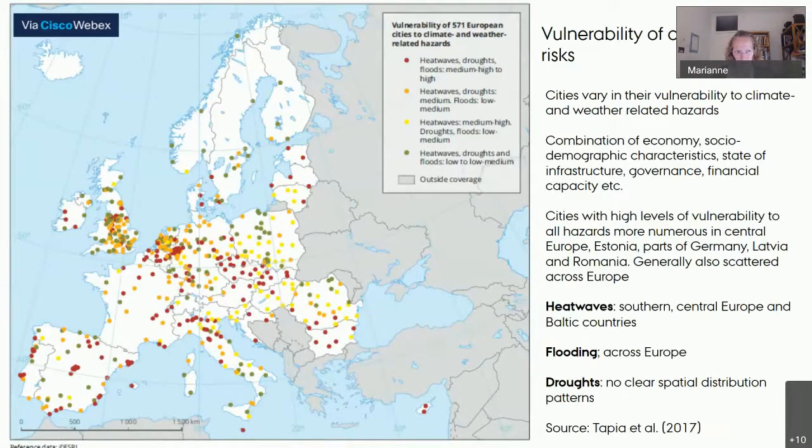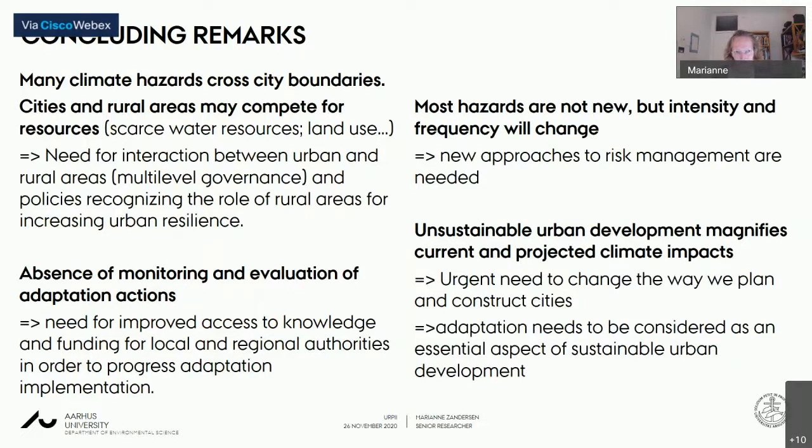Coming to the conclusion: many climate hazards cross city boundaries, and cities and rural areas may also compete for resources like scarce water and land use. That really calls for an interaction between urban and rural areas, so multi-level governance and policies that recognize the role of rural areas in increasing urban resilience.